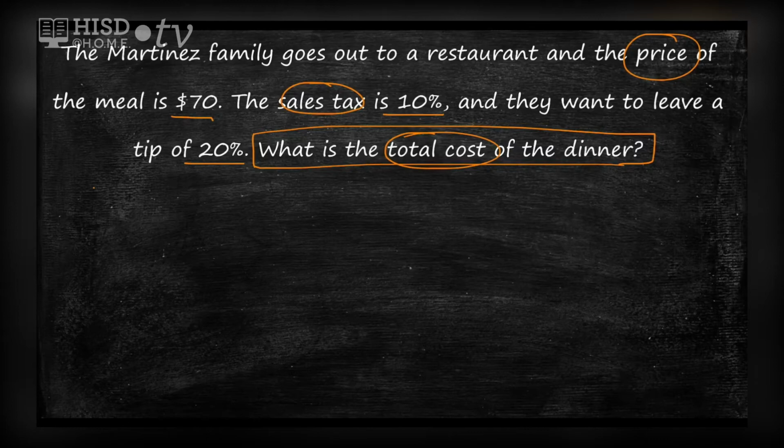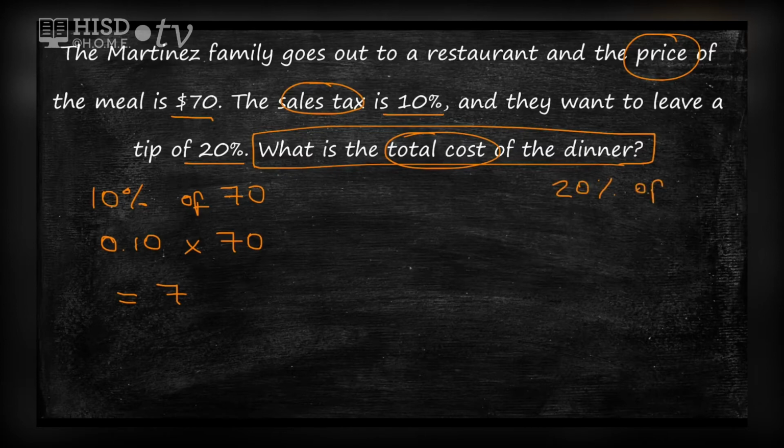So we know that we have to get 10% of 70, and that just means that I have to multiply 0.10 times 70. And if I multiply that, that's going to be equal to $7. I'm going to do the same with the 20% tip. So 20% of 70 just means that I have to multiply 0.20 times 70, and that's going to be equal to 14.